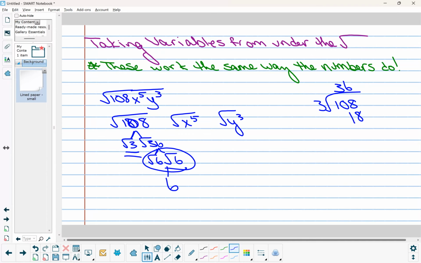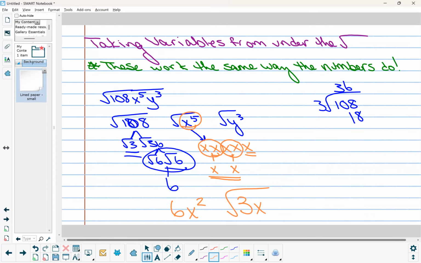And then when you're dealing with the variables, what you're going to do here is list these out. But x to the 5th is 5 x's, right? So you can circle 2 to get 1 x out, circle 2 more to get another x out, and this guy can't get out. So this x squared will go out front. So I've got a 6 x squared. And underneath the radical, I'm going to have this 3 from over here and this x from over here.